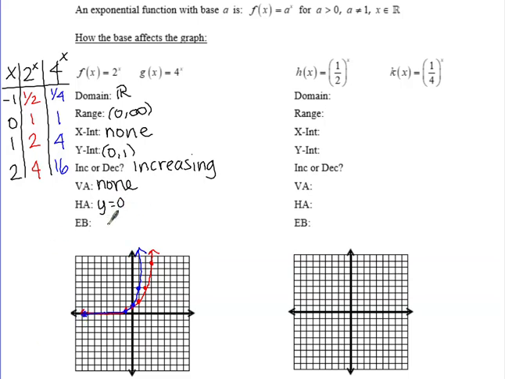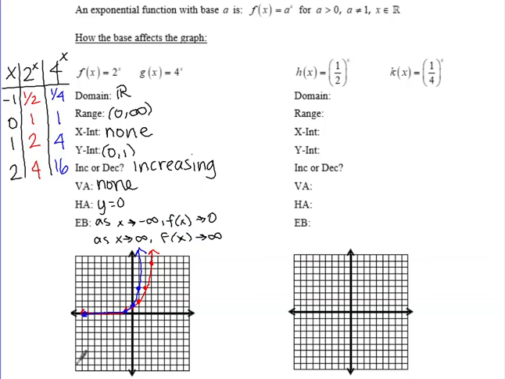Then for our end behavior, as x approaches negative infinity, both f of x and g of x approach 0, and as x approaches positive infinity, both f of x and g of x approach positive infinity.